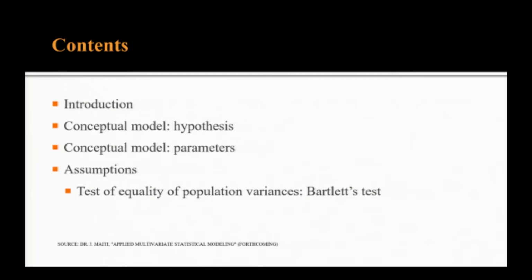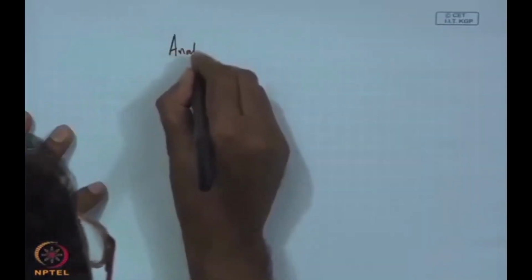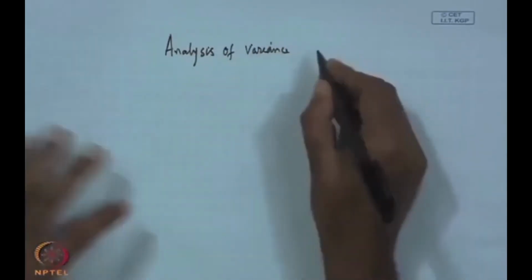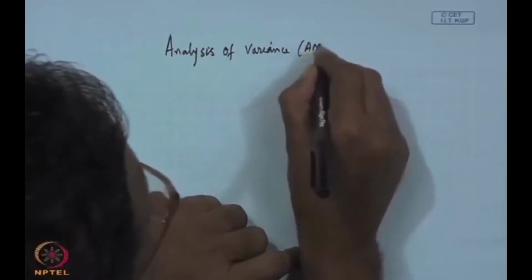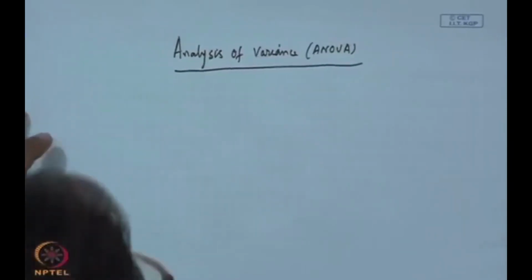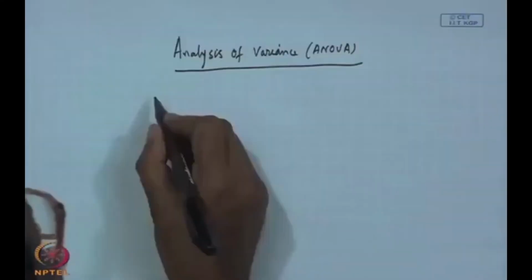Let us see the next. Today we will discuss analysis of variance, popularly known as ANOVA. In the last class, we discussed the difference between two population means, and in hypothesis testing, we covered the equality of population means from the univariate point of view and from the multivariate point of view.